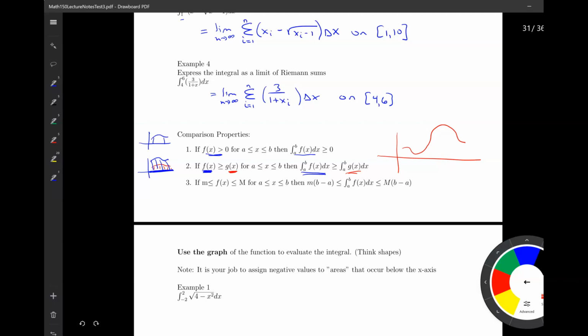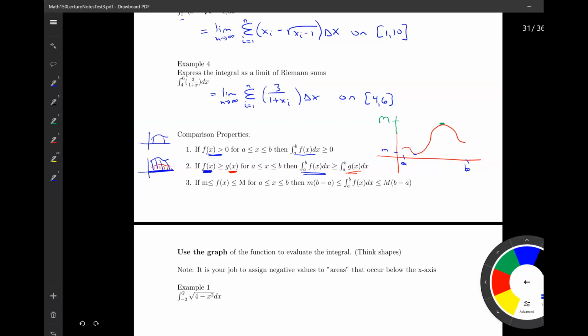So that's the function f of x. And then little m is the lowest y value that is reached on the interval a to b. Little m is the lowest y value. And capital M, put it up here, capital M is the largest y value that is reached.